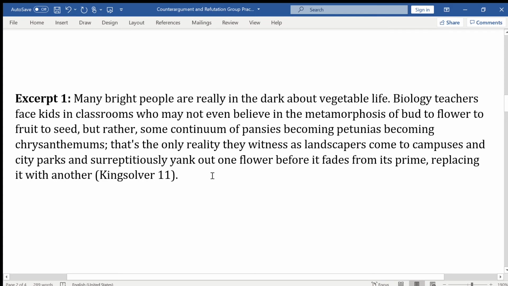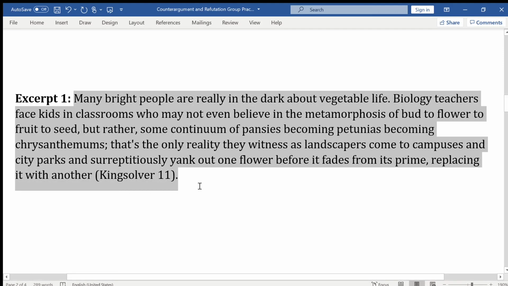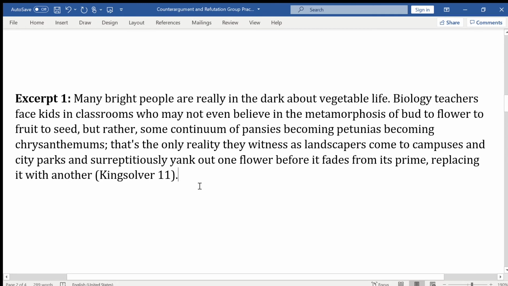Kingsolver 11. So the first thing you want to do when you're practicing is you want to find the argument in this excerpt. What's the main argument? Then write a counter-argument for it, and then a refutation. Pause the video now and do that.